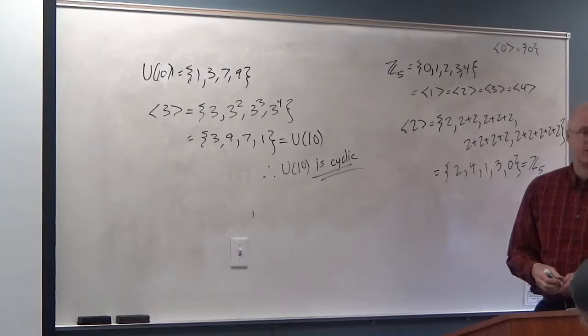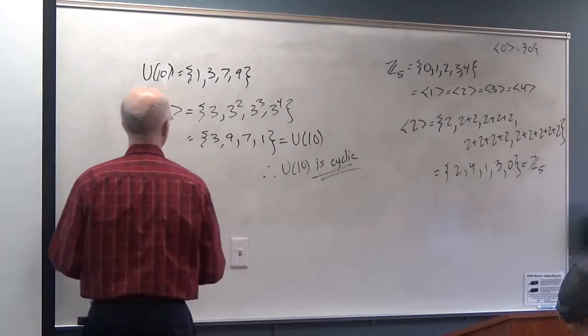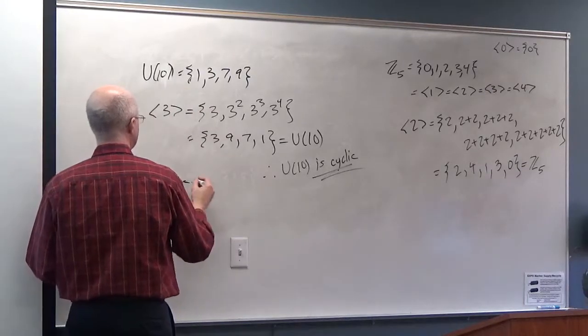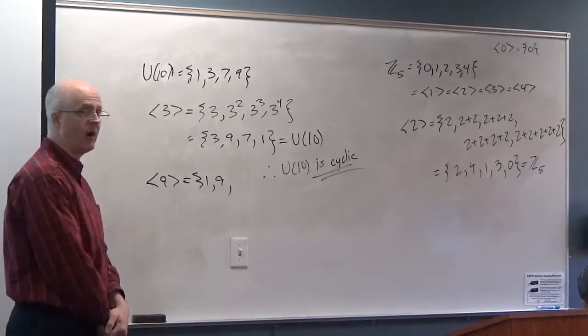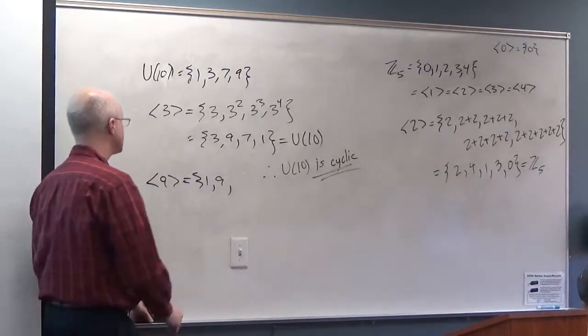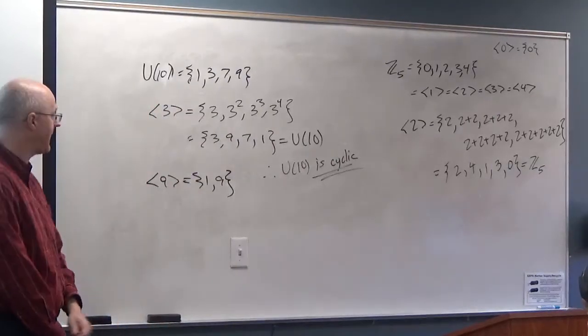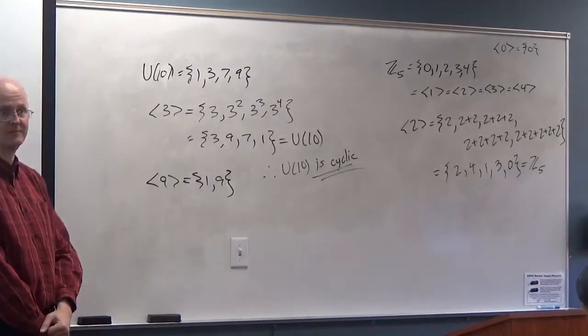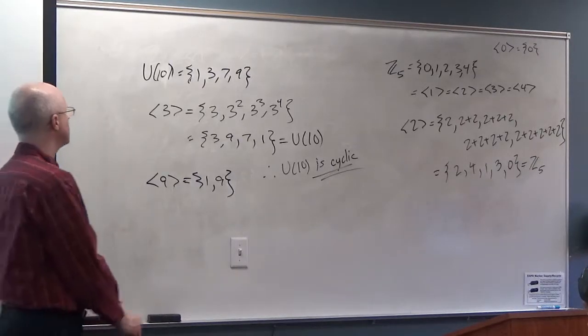Does it have any other generators? What's the cyclic subgroup generated by 9? 9 squared is 81, mod 10 is 1. This does not equal U10. That's okay, I only need to have one generator to be cyclic. Is 7 a generator?